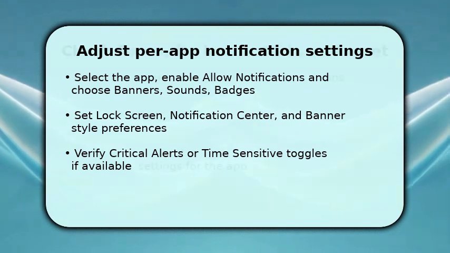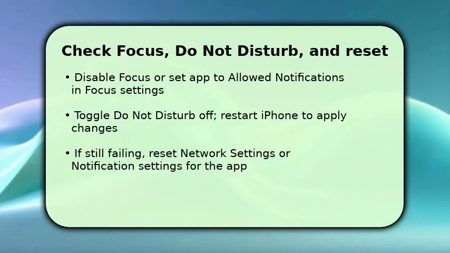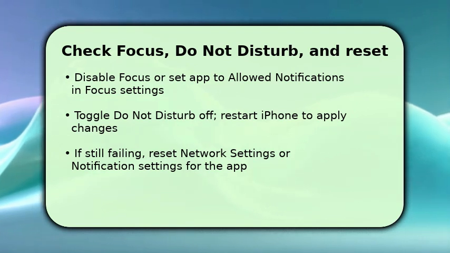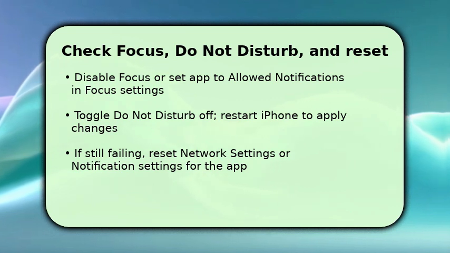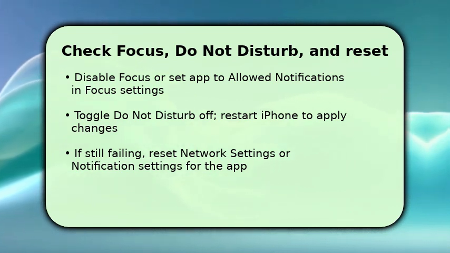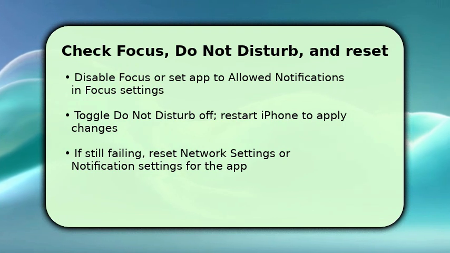Finally, verify focus modes and Do Not Disturb aren't blocking alerts. Open Settings, then Focus, and either disable active modes or add the app to allowed notifications. After adjusting, restart your iPhone to ensure settings propagate to background processes.